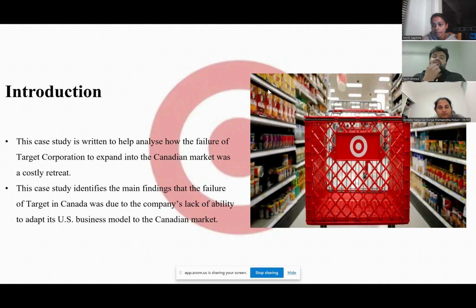Target Canada failed due to a lack of logistics planning, underestimating the market research, and overestimating consumer demand. The lack of product on time and at competitive prices caused a loss of customer trust and brand loyalty. Also, Target failed to deal with cultural differences and local market preferences, and finally, this is how Target faced its fall.